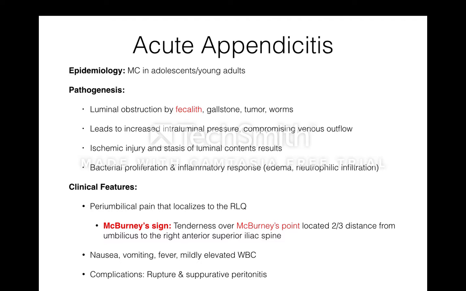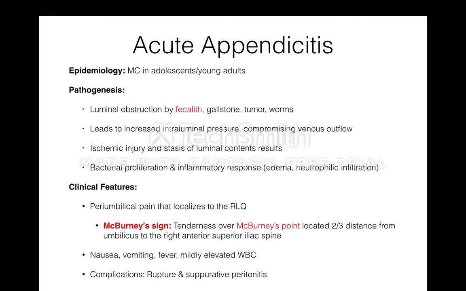The obstruction leads to increased intraluminal pressure, which in turn compromises venous outflow and leads to stasis. This results in ischemic injury and bacterial proliferation, which results in an inflammatory response. So you're going to get edema and a dense neutrophilic infiltration. Patients will often present with periumbilical pain that localizes to the right lower quadrant.